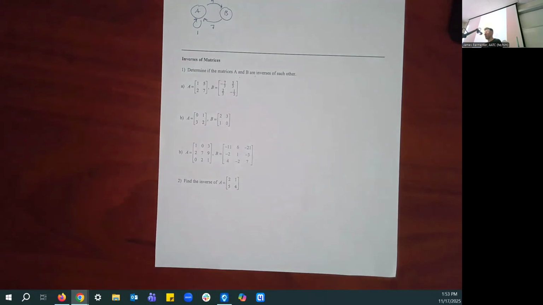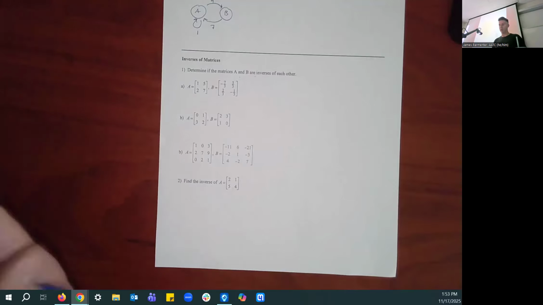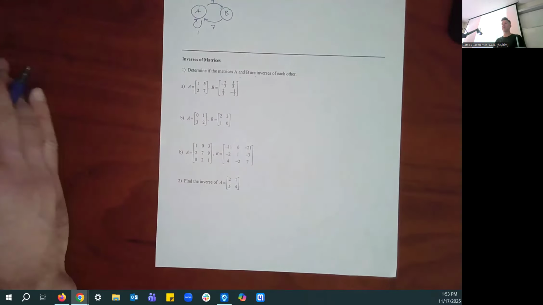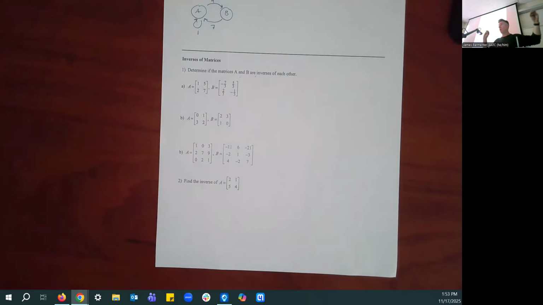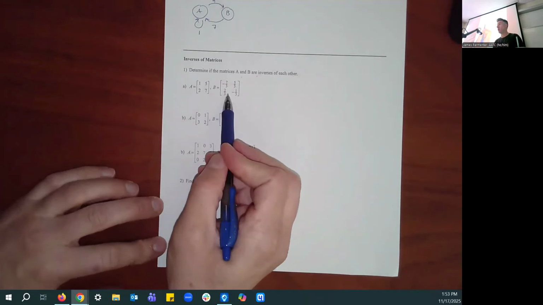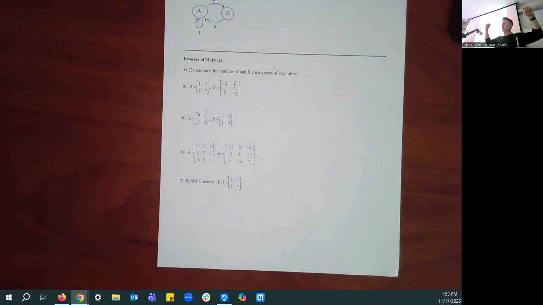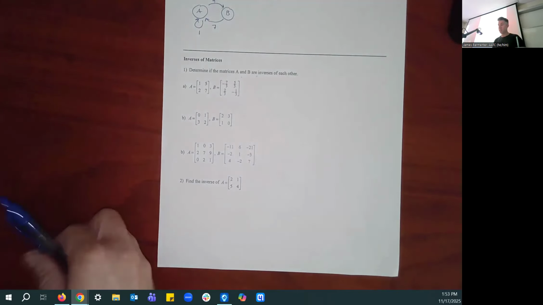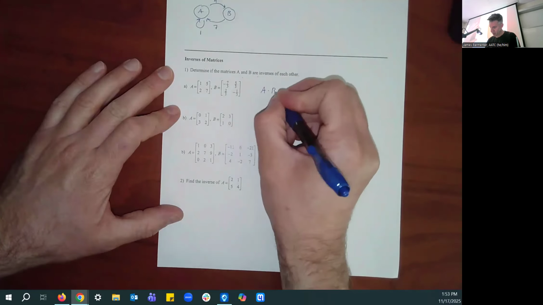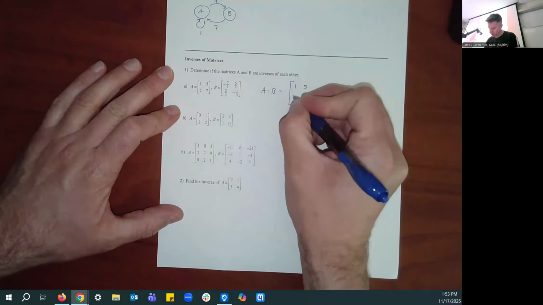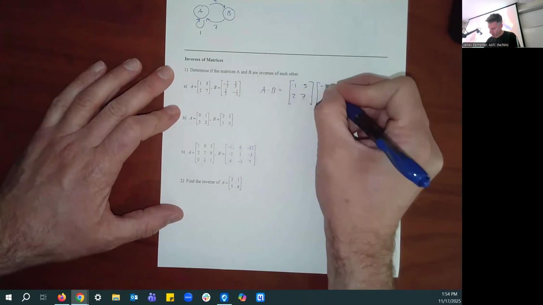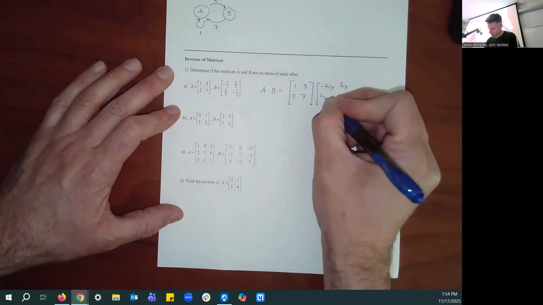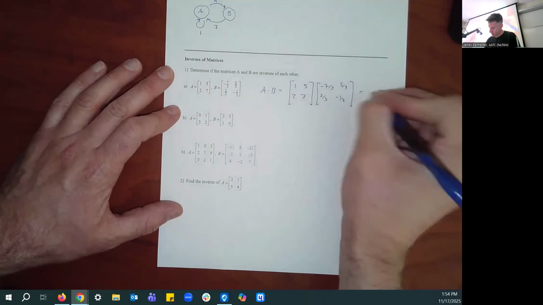If I said the additive inverse, the answer would be -5, because -5 plus 5 is 0, whereas 1/5 times 5 is 1. But generally, when we talk about inverses, we mean multiplicatively. So to show that matrices are inverses, just like 5 times 1/5 is equal to 1, this matrix times this matrix, if they are inverses, should equal the matrix version of 1, which is the identity matrix. So let's see what we get. A times B is going to be 1, 5, 2, 7 times -7/3, 5/3, 2/3, -1/3. So let's check it out here.